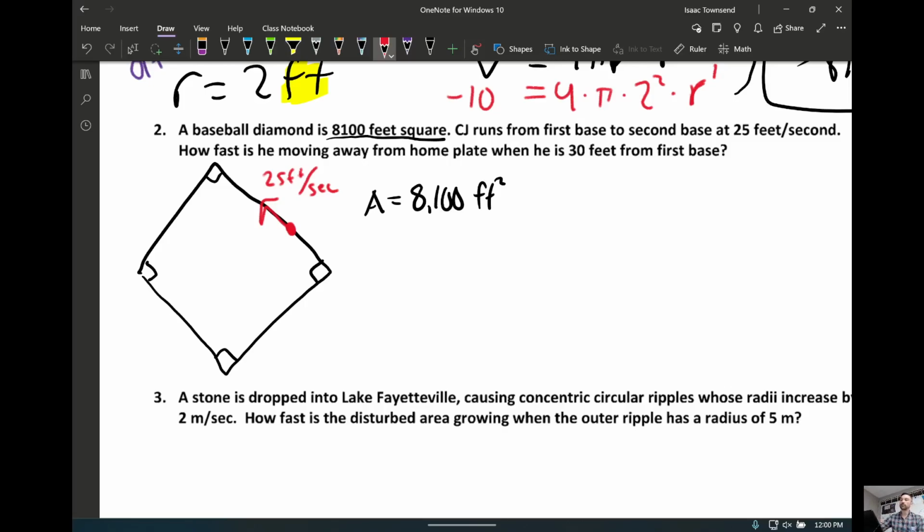But what we want to know is how fast is he moving away from home plate. So how many feet per second is he moving away from home plate at that instant? At the instant when he is 30 feet from first base. So when this length is 30 feet and he's running that fast, we should be able to compute how quickly he's moving away from home base. So I think I defined all my variables. So I kind of just have to dive into this.